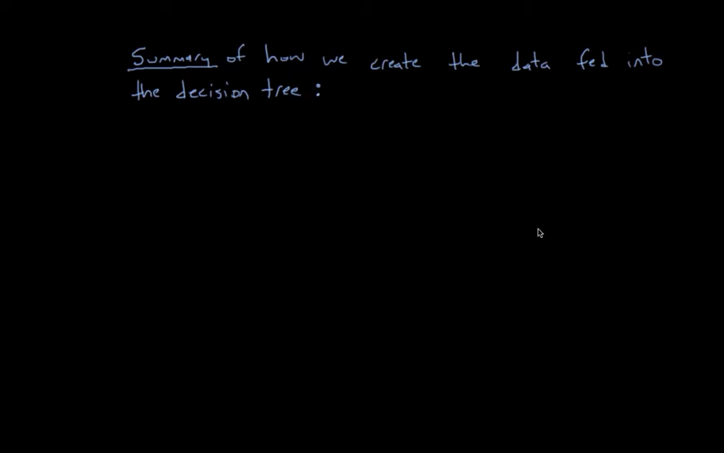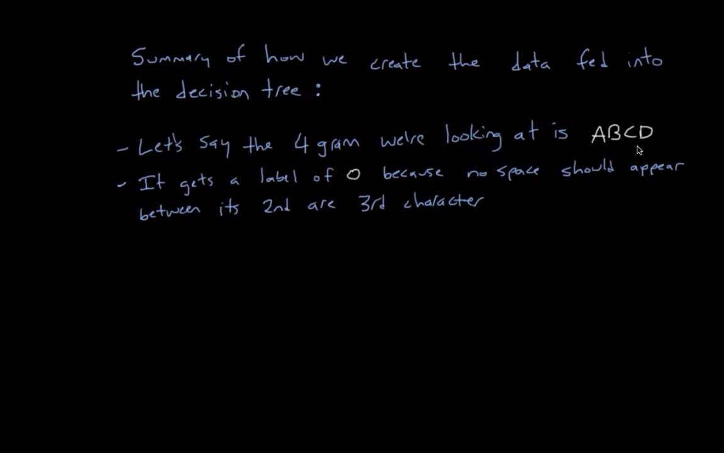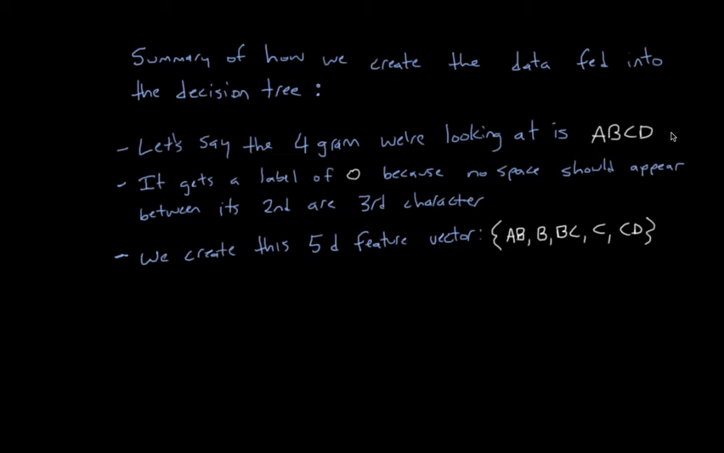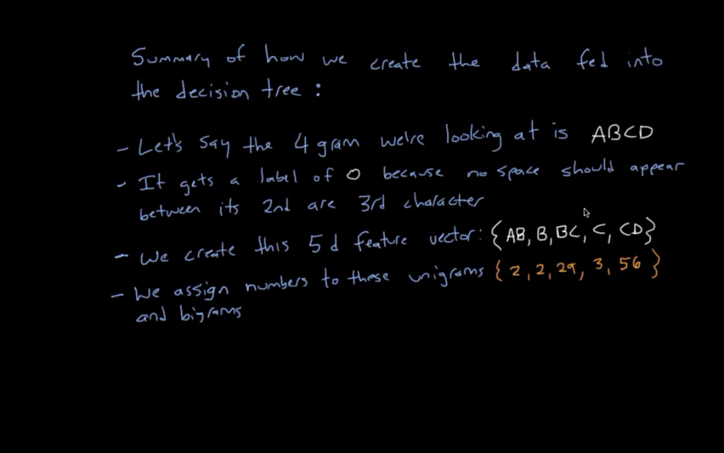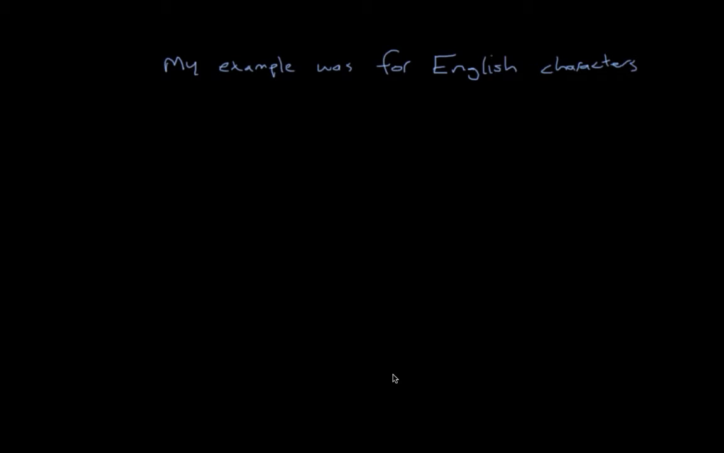Here's just a summary of what I've been talking about in the last few slides. Our example involved the four-gram ABCD, and we assign it a label of 0 because we're saying no space should occur between the second and third characters. We create this 5-dimensional feature vector, which is the unigram and bigram parts of the string. We assign numbers to those unigrams and bigrams, as we saw, by either the position of the unigrams in the alphabet or the position of the bigrams in that big grid that I showed you. And then finally, we turn this list of 5 numbers into a long one-hot vector that looks like this. So this example was for the English characters, for a four-gram which was ABCD.